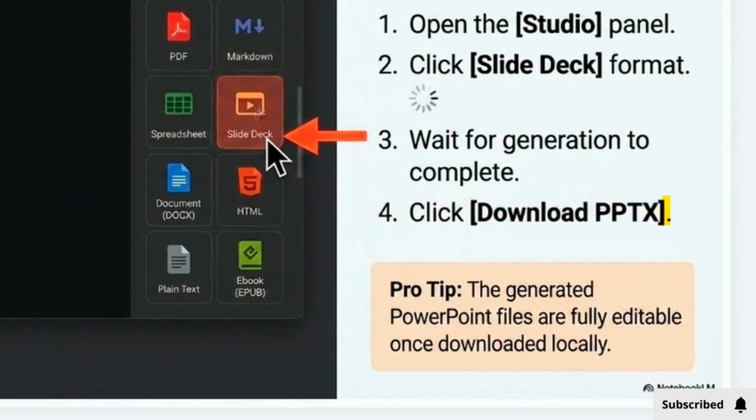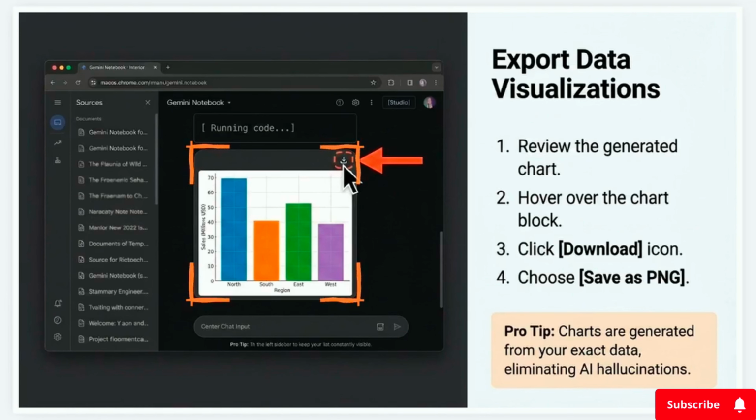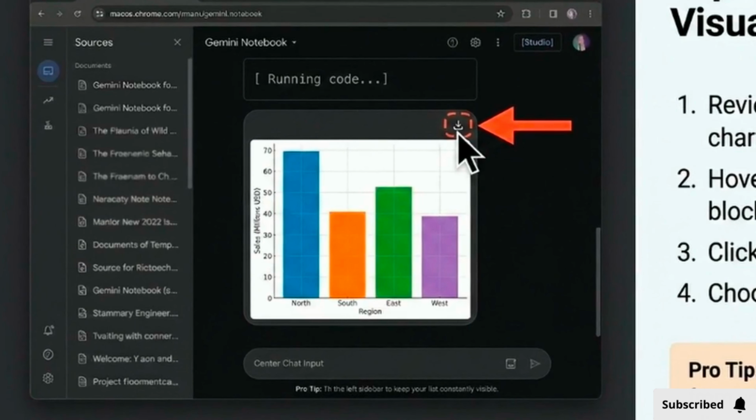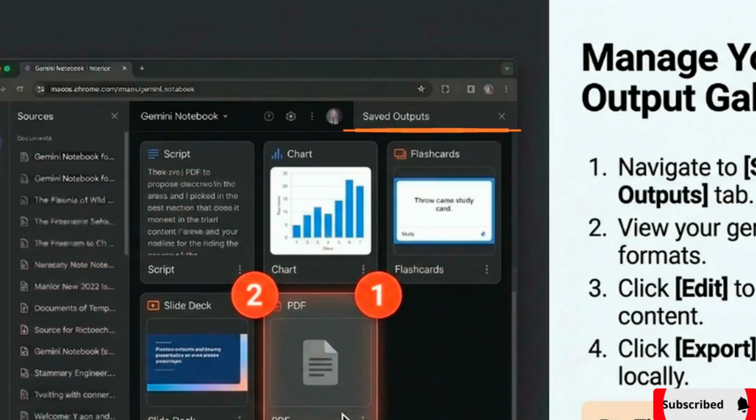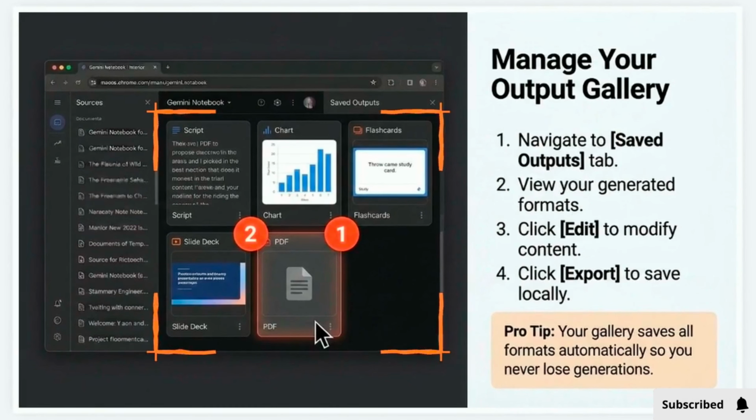You don't always need a full presentation. If you only want a specific visual, hover your cursor over any chart block in the central chat and click the download icon to save it locally as a PNG image. If you navigate to the Saved Outputs tab, you will see a catalog of your work. The system automatically saves every script, chart, and deck you generate, so you never lose your progress.